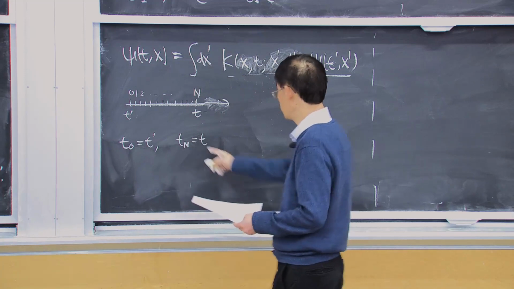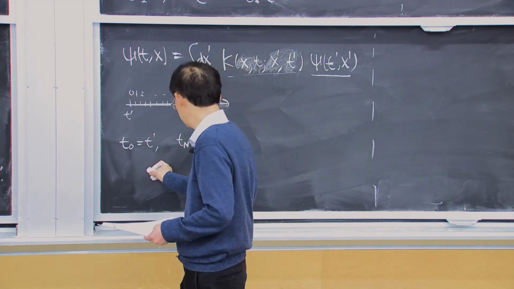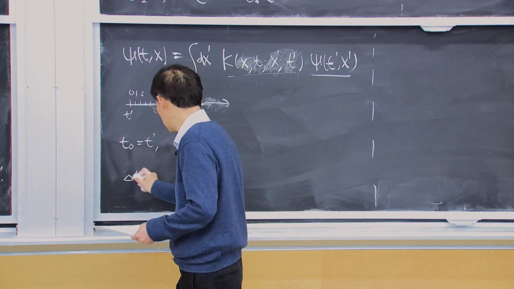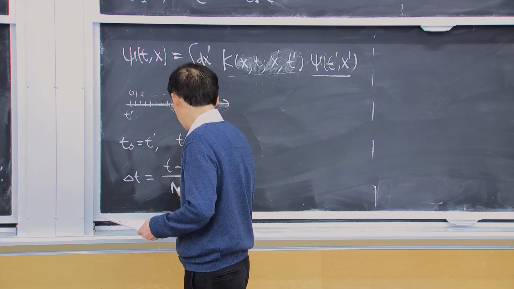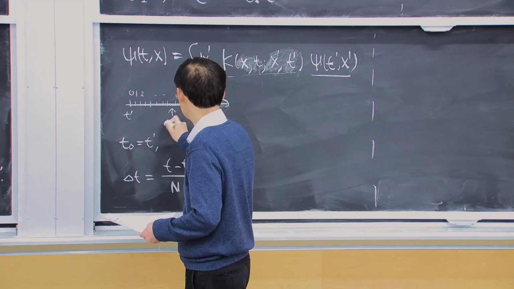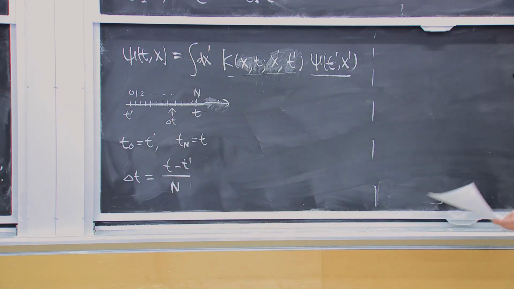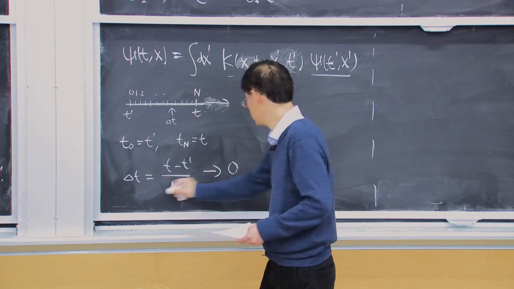So we divided this into n intervals. The width of each interval is delta t equal to (t minus t prime) divided by n. So here is delta t. And we take n going to infinity, and then this interval goes to 0.